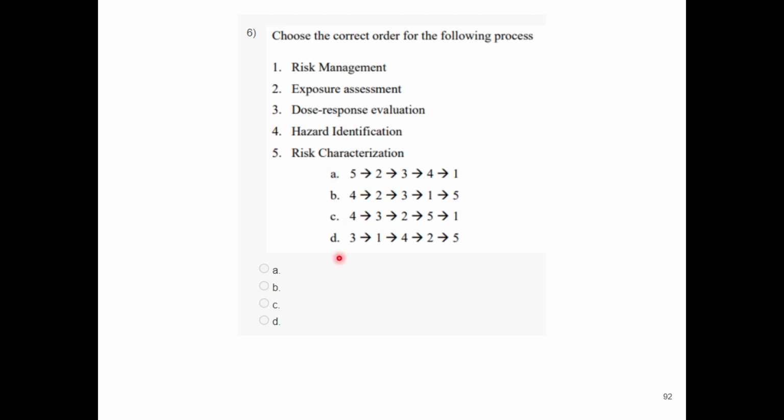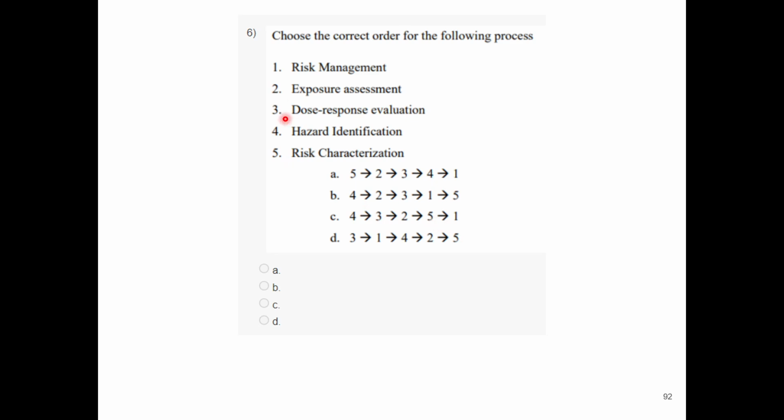Okay, so therefore A and D are eliminated, so it will be between B and C. So after hazard identification, we go for dose response evaluation. Okay, so that is 3. So if you see here, between B and C, C is the correct option. So we go for dose response evaluation. After that, we go for exposure assessment. Okay, so that is 2. So 4, 3, 2. Thereafter, we go for risk characterization.